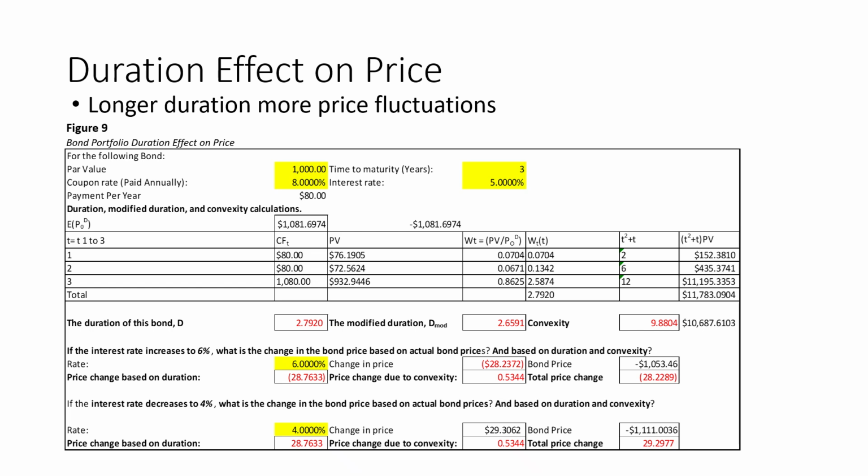results in a bond price of $1,053.46 and a loss in value of $28.24. That loss increases to $28.76 based on the duration of 2.792. If interest rates decrease to 4%, then the bond price would increase to $1,111, which is a $29.31 increase in price and a $28.76 increase in price based on duration.